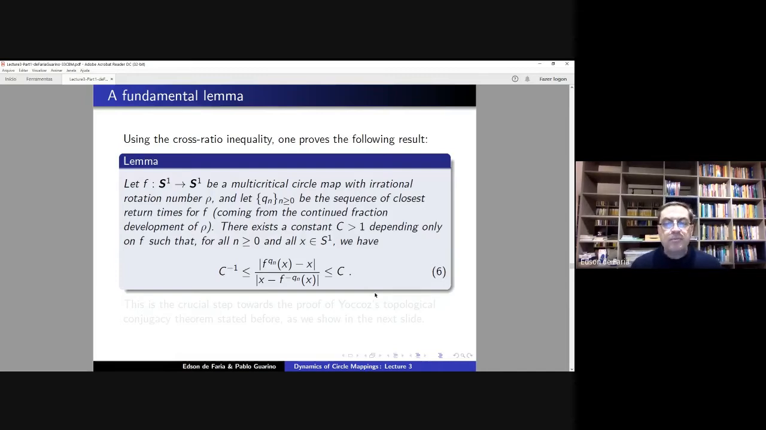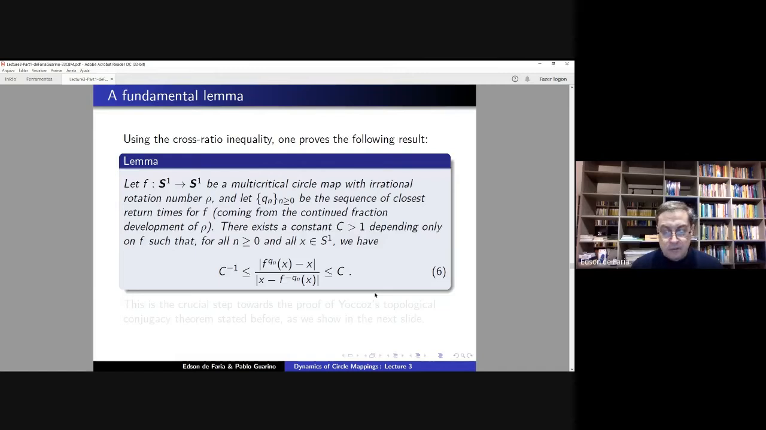So look at these return times, and now take a point X on the circle and look at this ratio. You look at X, you look at FQN of X, so you go forwards with the map FQN times. Look at the distance between these 2 points on the circle. There's an ambiguity, but after a while there's no ambiguity, because FQN of X, as n increases, is going to accumulate on X, okay? So you look at the distance between X and FQN of X and divide that by the distance between X and F minus Qn of X. You look at the iterate going backwards, okay?